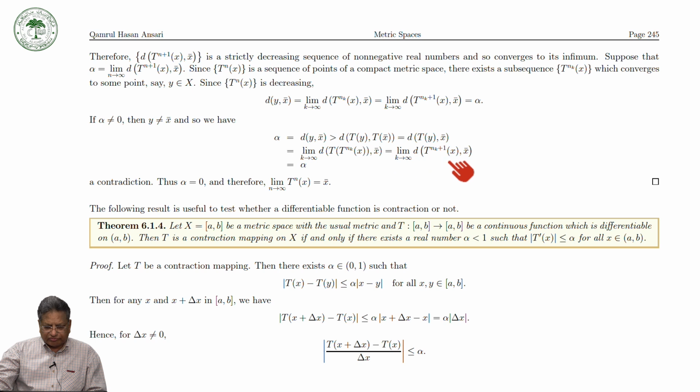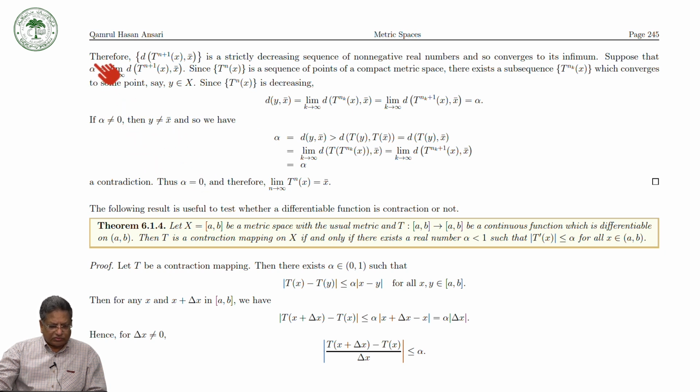And now of course the sequence converges to alpha. So this is equal to alpha. It means that alpha is strictly greater than alpha. This is the contradiction. Okay, so what we assumed, that alpha is not equal to 0, is not correct. So alpha must be equal to 0.